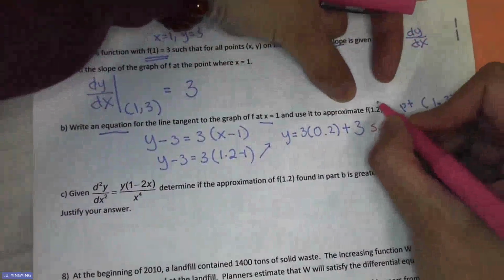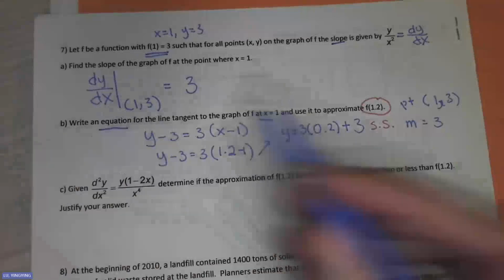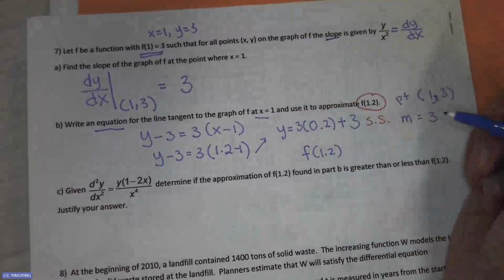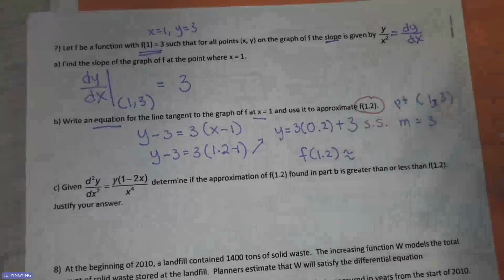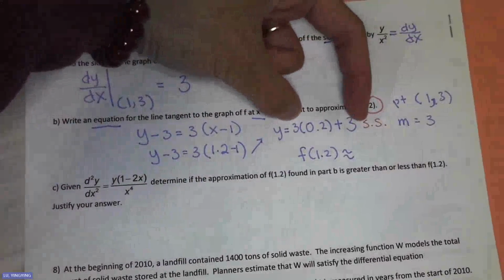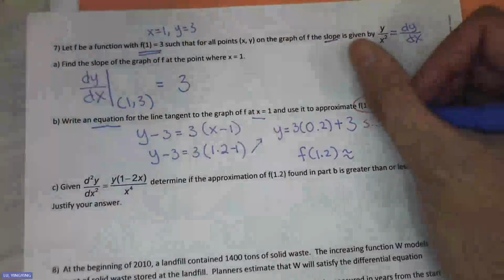What's missing is the notation. We want f(1.2), right? So f(1.2), what should I write next? It's approximate. There you go. And then you can write this thing if you want to: 3 times 0.2 plus 3 is whatever. But I'm going to compute this easily. This is 3 plus 0.6.